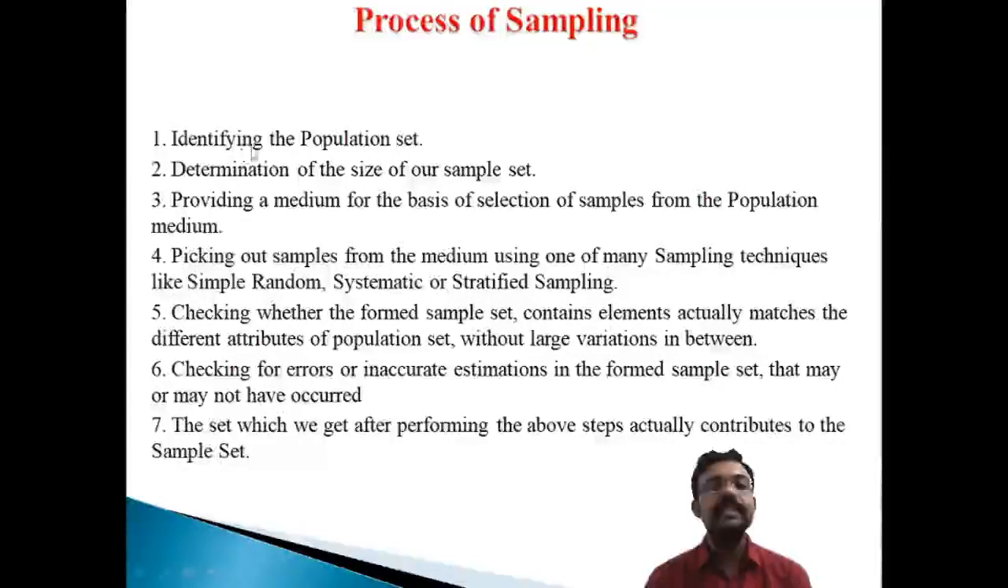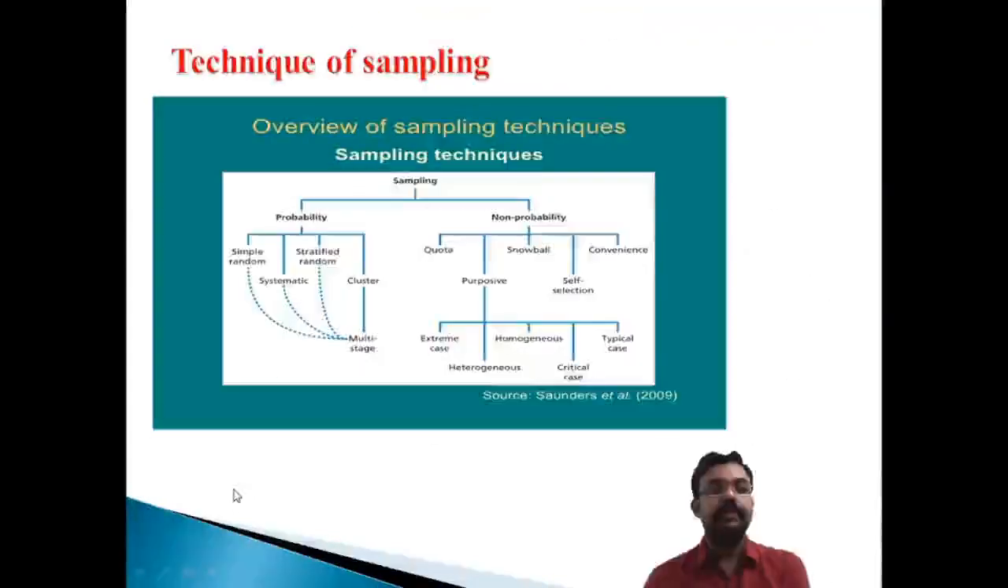The first one is identifying the population set, the second is determination of the size, the third is providing the medium, and the fourth is the picking of the sample through different methods: simple random, systematic, stratified methods. The fifth is checking whether the framed sample set contains the actual elements. Another is identifying the errors and ensuring the entire steps specifically contribute to the sample set. And these are the important processes of sampling.